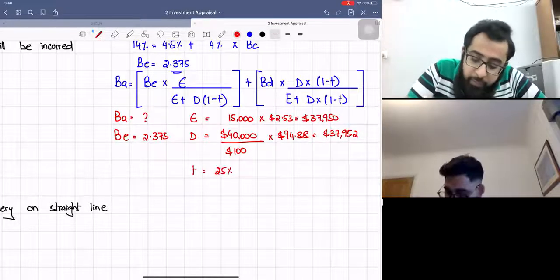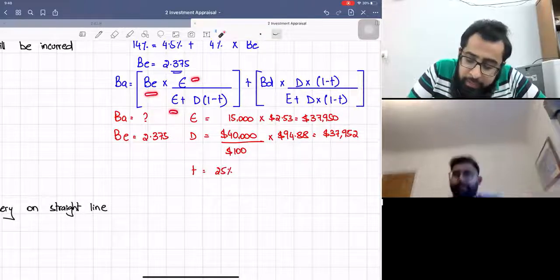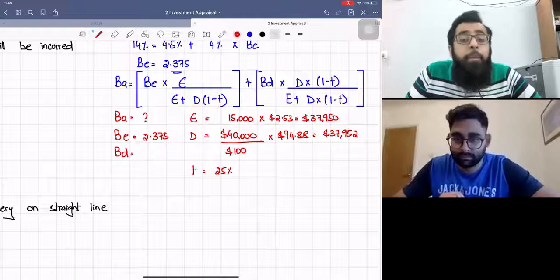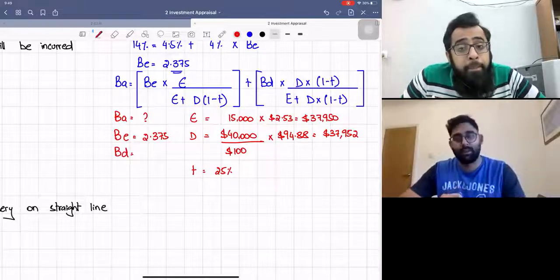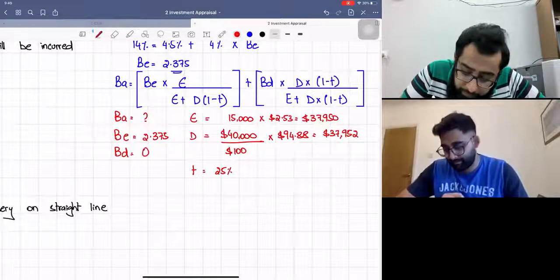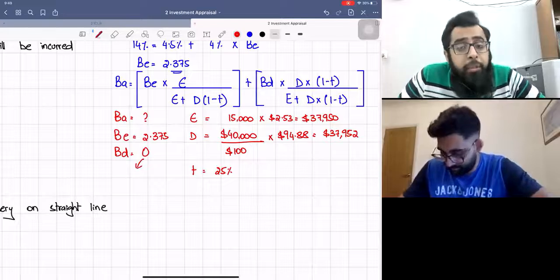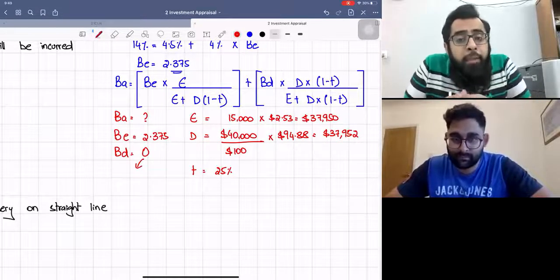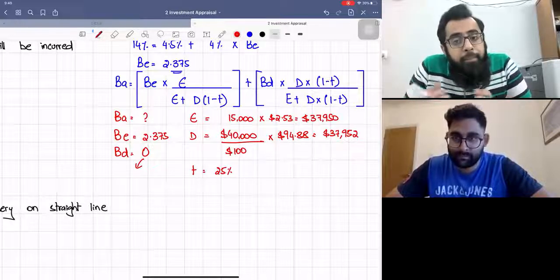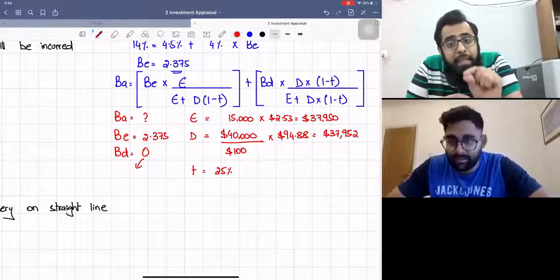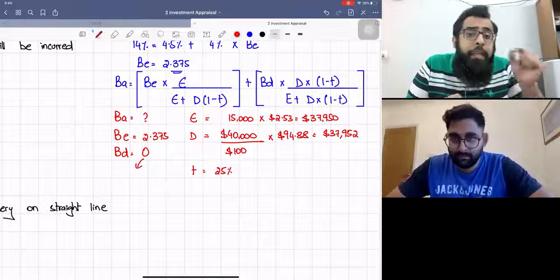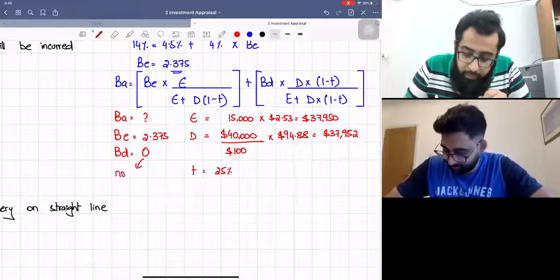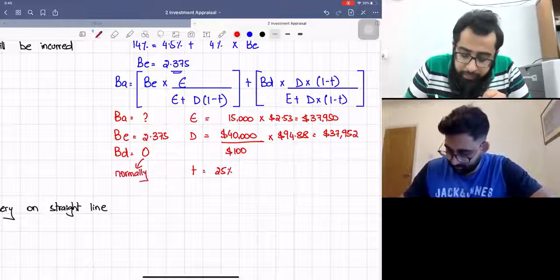We have everything. We have beta equity, we have E, D, T, everything. We don't have beta debt. What about beta debt? It is the basic assumption in financial management that beta debt is assumed as zero, because we normally assume that debentures are risk-free. So unless and until the examiner provides you any beta debt, you assume it as zero.